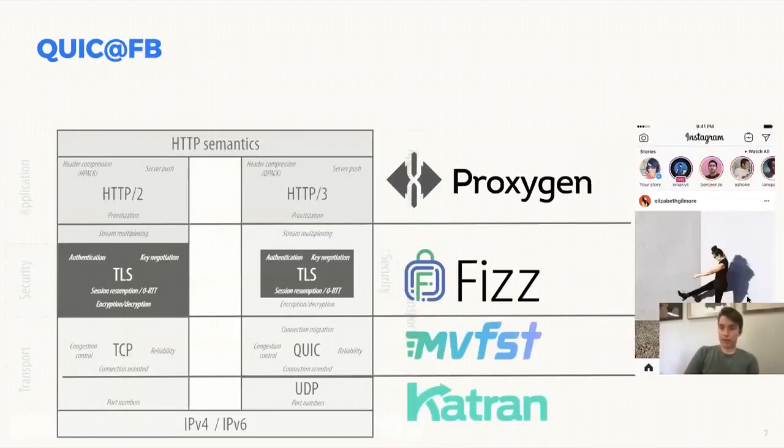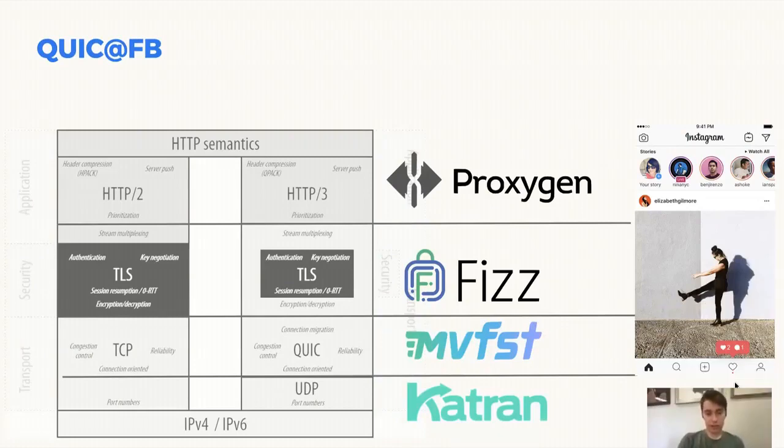So let's talk about QUIC at Facebook. We have the same diagram we saw earlier on the left, and this is how our software fits into it. And all of these are pieces of open source software. The top three are Proxygen, Fizz, and MoveFast, and together they are C++ implementations of HTTP, TLS 1.3, and the QUIC transport protocol.